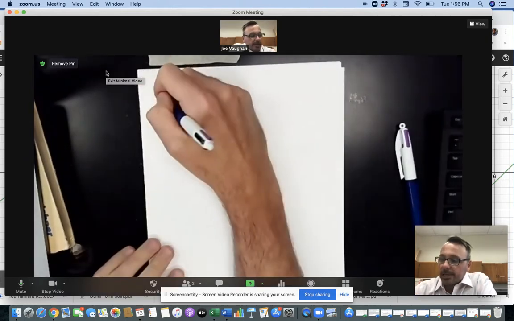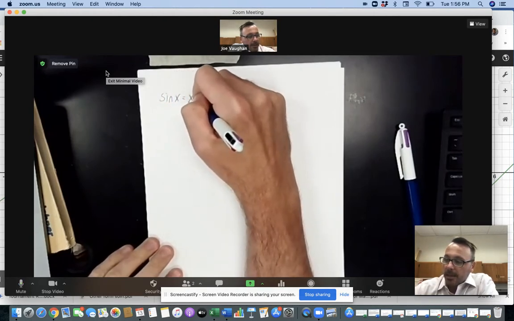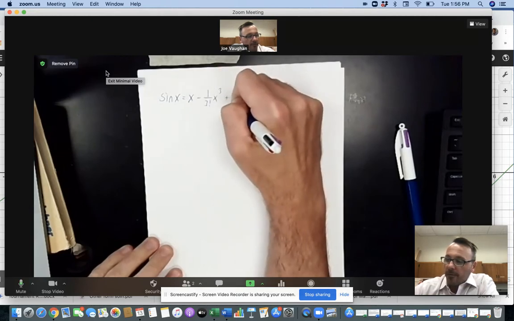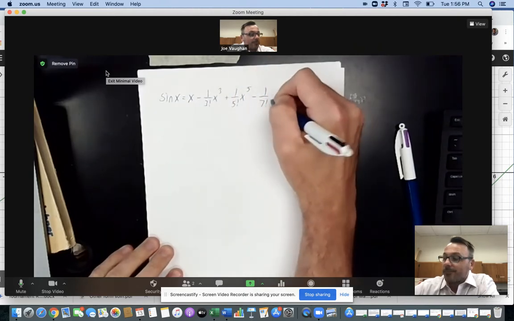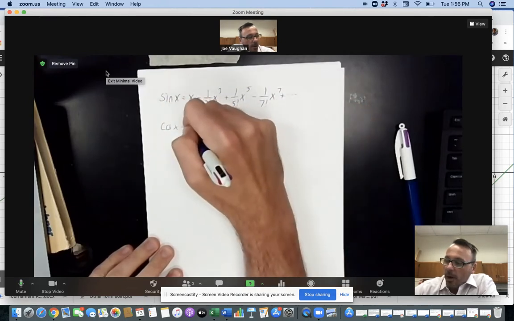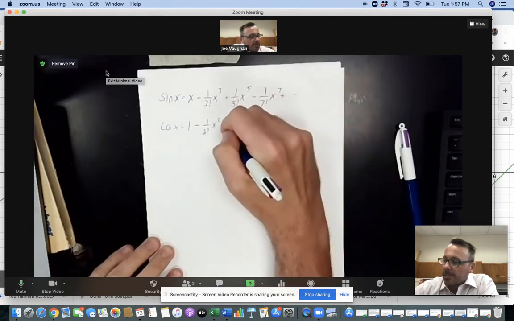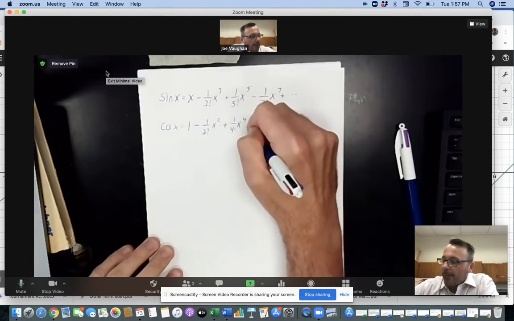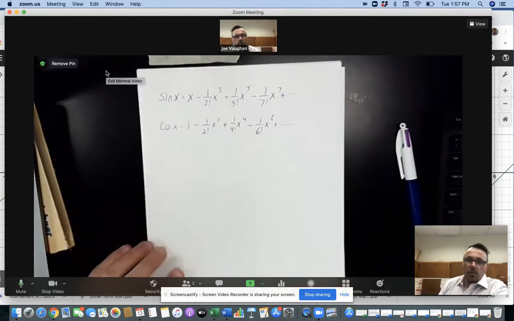So the two expansions that we saw so far were sine of x is equal to x minus 1 over 3 factorial x to the third plus 1 over 5 factorial x to the fifth minus 1 over 7 factorial x to the seventh plus dot dot dot, and cosine of x is 1 minus 1 over 2 factorial x squared, which is just 1/2, but still, plus 1 over 4 factorial x to the fourth minus 1 over 6 factorial x to the sixth plus dot dot dot. Those are the ones that we saw so far.